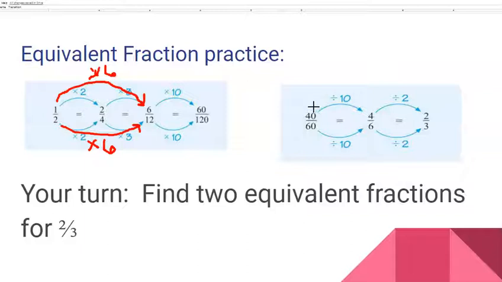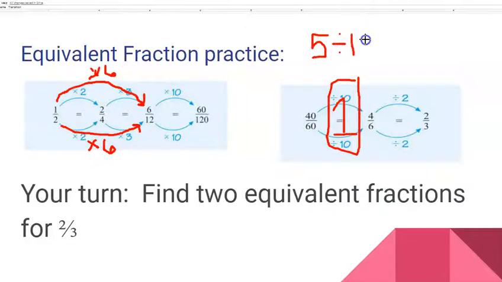So if we start with a fraction that's huge, like 40/60ths, instead of multiplying, which we could still do, but the numbers will get huge, we could divide. So they chose to divide 40 divided by 10 equals 4, and 60 divided by 10 equals 6. Again, this number still equals 1 whole. So if we were to take 5 divided by 1, we still end up with the same number. So we can do that with fractions also.